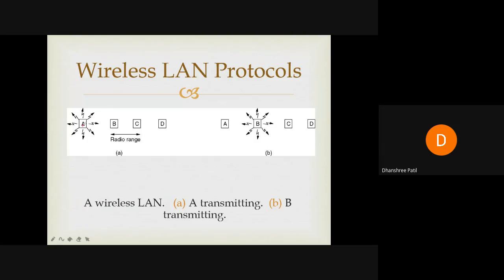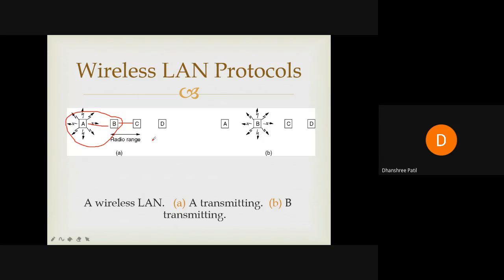Now suppose A is transmitting the data to B. In this case A and B are close to each other, right? A is transmitting the data to B, and A and B both are close to each other. Now suppose C also wants to transmit the data to B. C ला पण B ला data send करायचं.